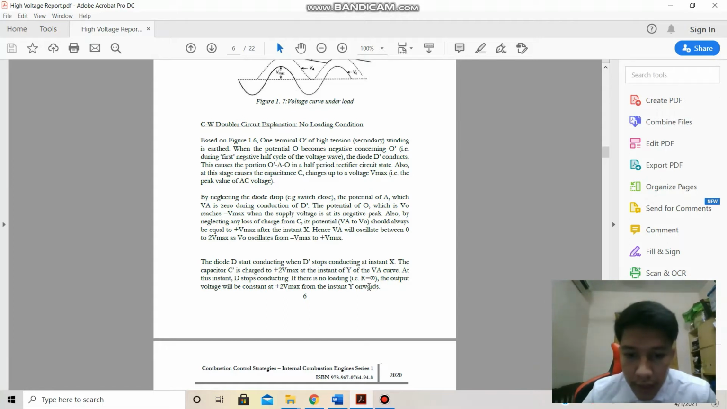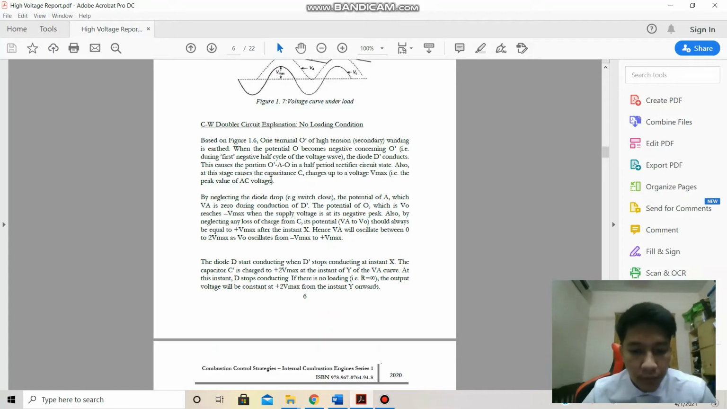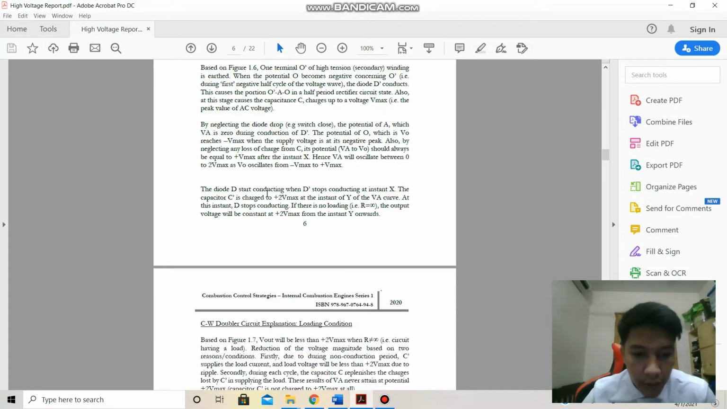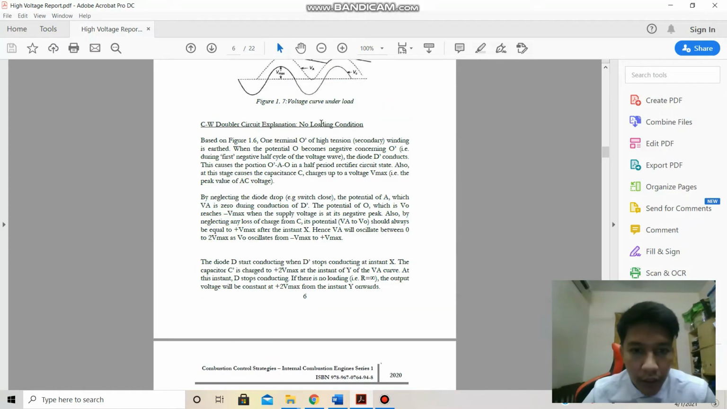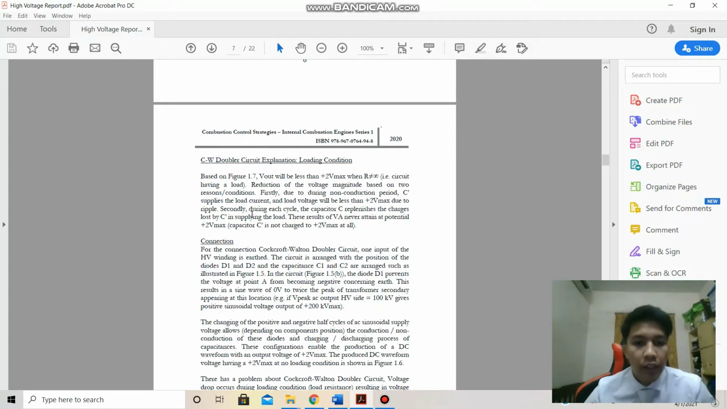If there is no load, R equals infinity. The output voltage will be constant at positive 2 Vmax from the instant Y outward. You see, from Y outward. Okay, that is the no loading condition. Next is the loading condition.